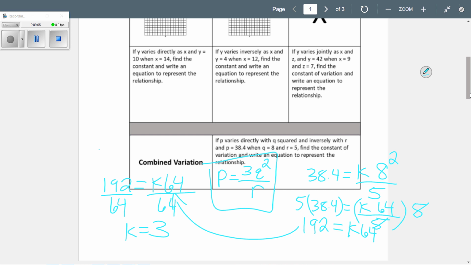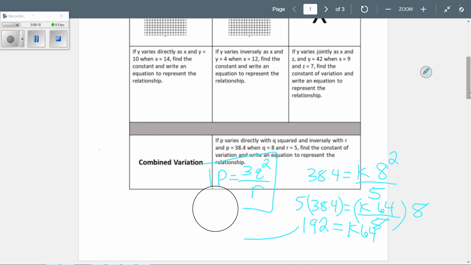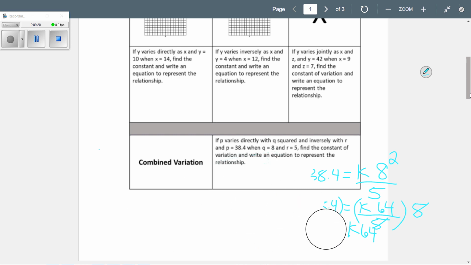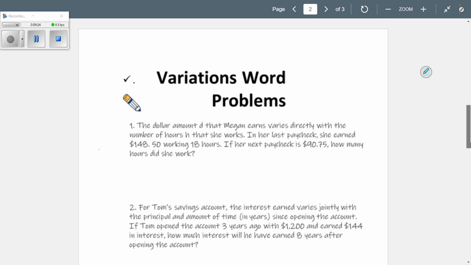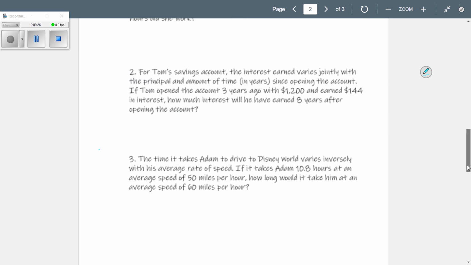All right, not that bad. If you need to go back, if I went too fast, go back and watch it again, but it's not that bad. We just combined direct variation and inverse variation. A little bit of a trickier equation, but still not that bad. We solved for k, and we just plugged it in. All right, let's go through these 3 word problems, and we're good.